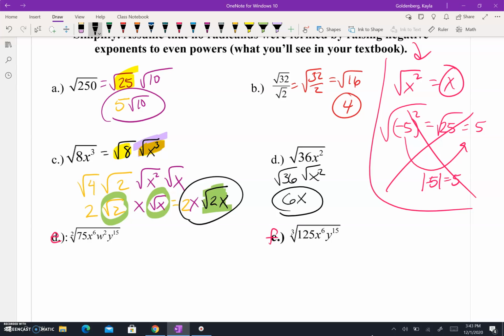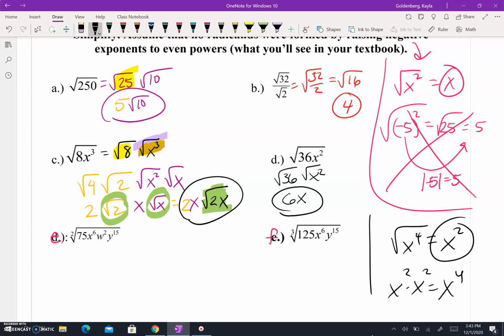And part C was more difficult because you had to break down the x cubed. Generally, you want to look for an even exponent, right? Like the square root of x to the 4th power is x squared. And that's because x squared times x squared is x to the 4th. So it doesn't always have to be an exponent of 2, but you can break it up that way if you like. You also could have broken it up into 2 x squareds and then just said x and x.